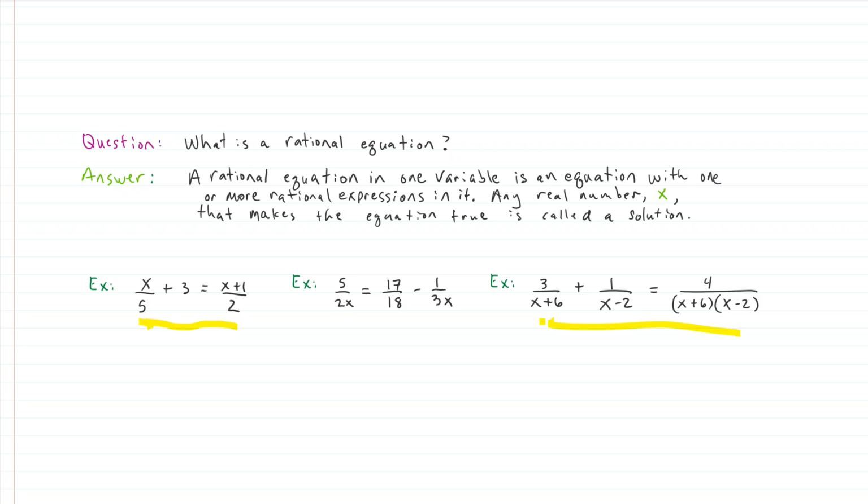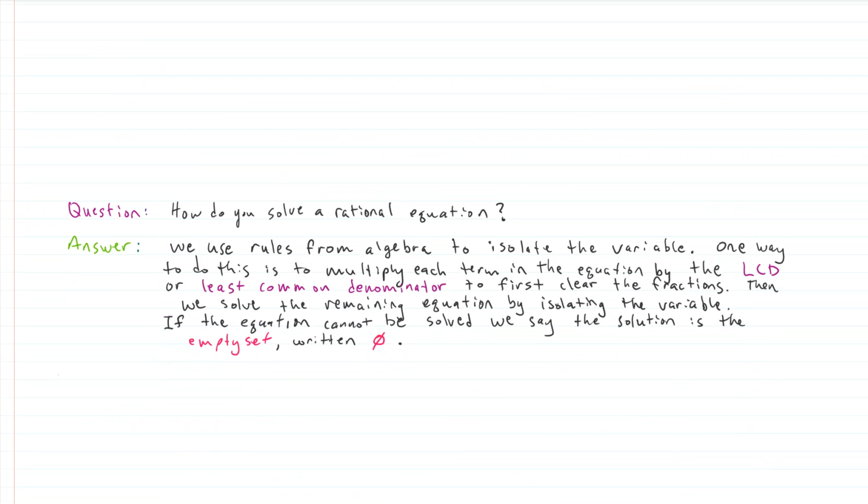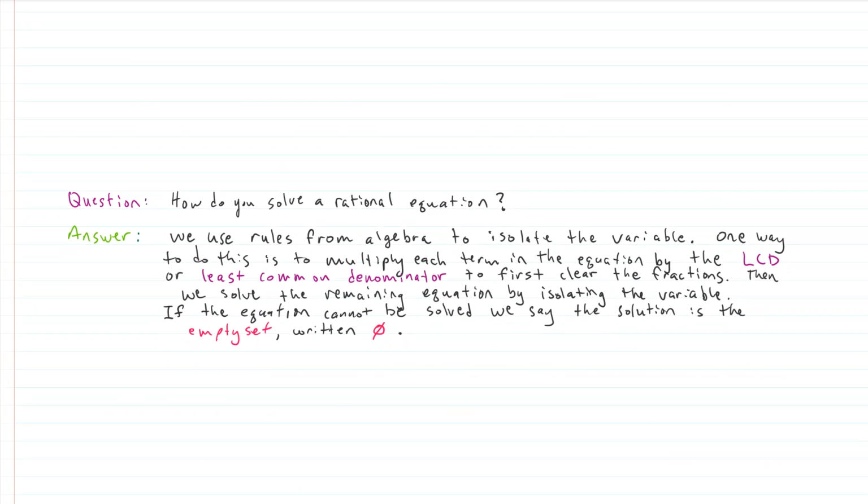So there are really limitless numbers of options you can have. But you can see that we have rational expressions and we have an equal sign. So that gives us a rational equation. How do you solve a rational equation? Well, there are lots of ways.